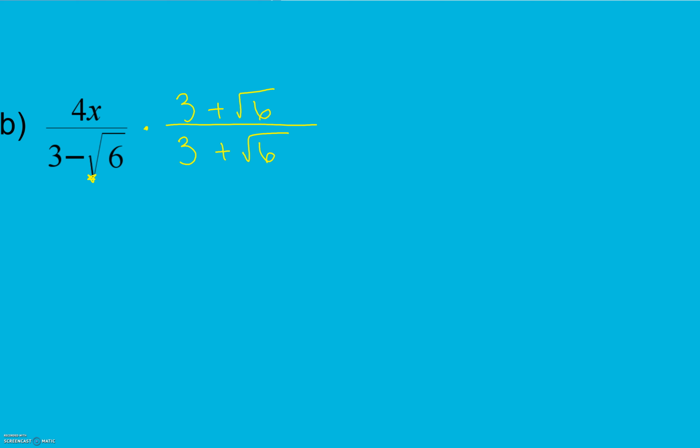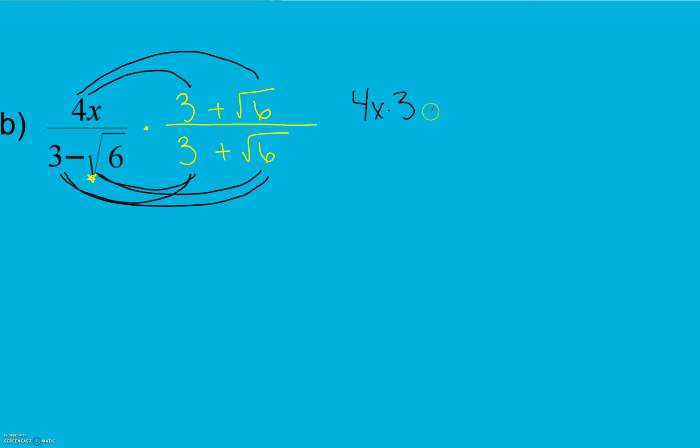Now, we're going to FOIL in the bottom and distribute in the top. So 4x times 3 plus 4x times the square root of 6 is going to give me 12x plus 4x square root of 6 in the numerator.